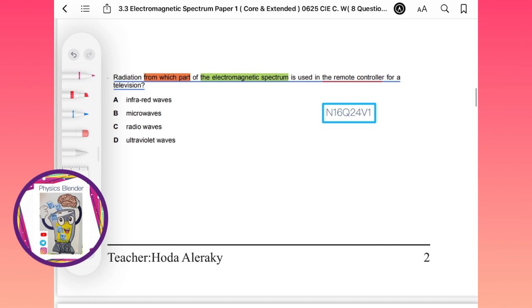Let's move to question 2. Radiation from which part of the electromagnetic spectrum is used in the remote control for television? We said this in question 1, it's infrared waves. We use them in remote controls. Okay, and we have other uses for infrared.